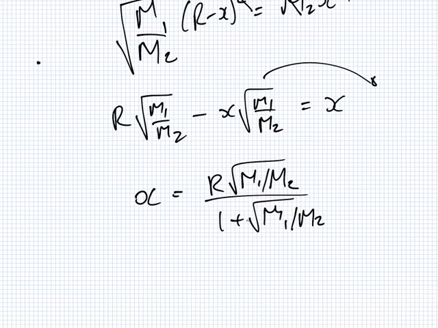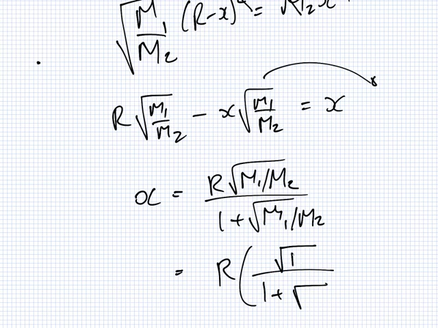Or maybe I should clean that up a little bit. Or times root over 1 plus root m1 over m2, m1 over m2. Just hit it on the calculator.